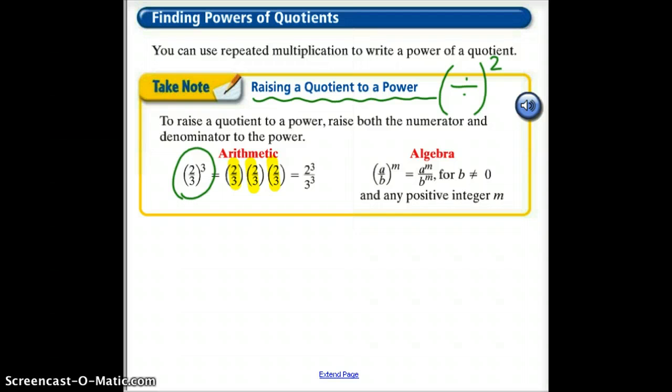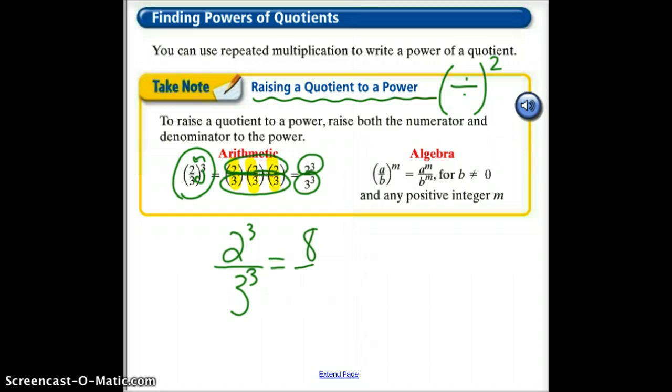In other words, I have 3 2's on top, which I can notate with an exponent of 3, and 3 3's on bottom, exponent of 3 on bottom. Notice this 3 just got applied to both the top and bottom of my fraction. Super easy. To solve, I would need to find out what 2 to the 3rd is, and 3 to the 3rd is as well. That's my simplified answer.